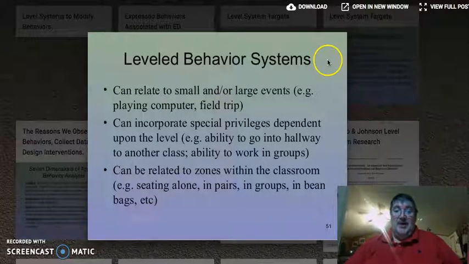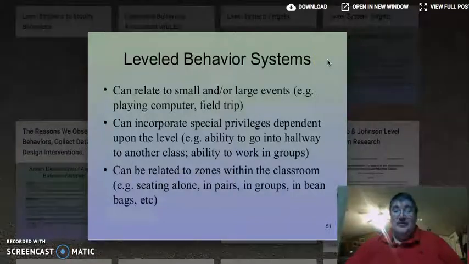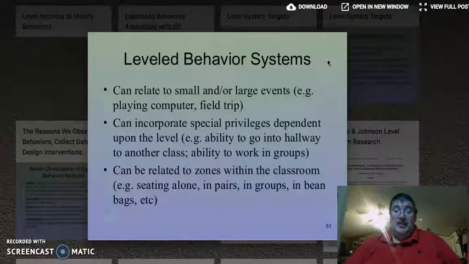They can relate to small or large events, such as playing on a computer, a field trip, recess, or events happening within the school or in the classroom. You can incorporate special privileges depending upon the level, which means you can let the children go down the hallway to another class, work in groups, work by themselves, or work in large groups or larger school settings within many classrooms. And they can be related to zones within the classroom, such as individual seat work, in pairs, in groups, in a reading corner, in a reading group, etc.